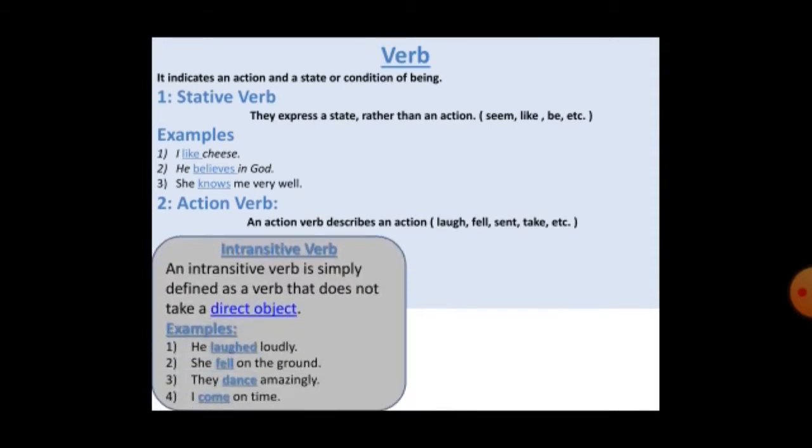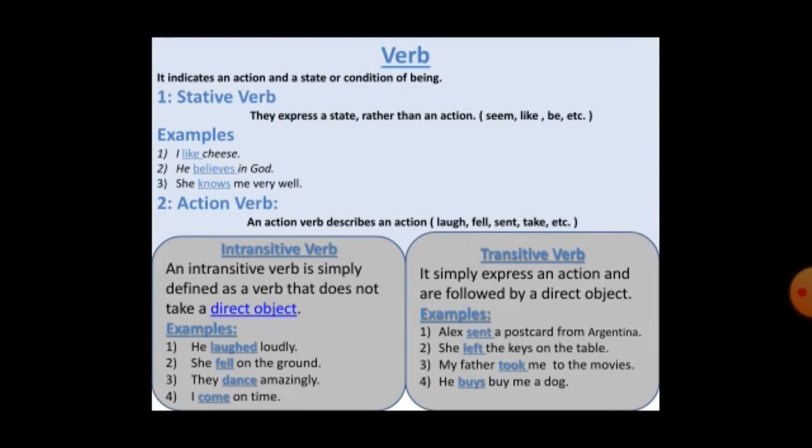So action verbs have two types. One is intransitive verb, and what is intransitive verb? Those verbs which do not have any object after them, that is intransitive verbs. For example, he laughed loudly. So laugh doesn't need any object in order to complete its meaning. Without object it gives the complete meaning. In the second example, she fell on the ground, so it is also the same form.